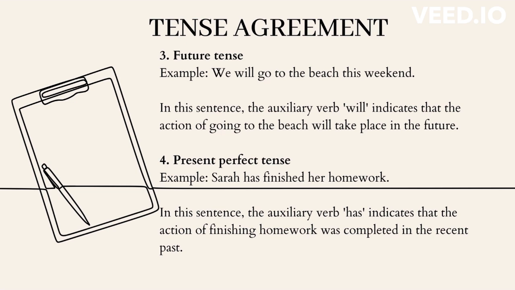4. Present perfect tense. This tense is used to describe actions that have been completed in the recent past. Example: Sarah has finished her homework. In this sentence, the auxiliary verb has indicates that the action of finishing homework was completed in the recent past.